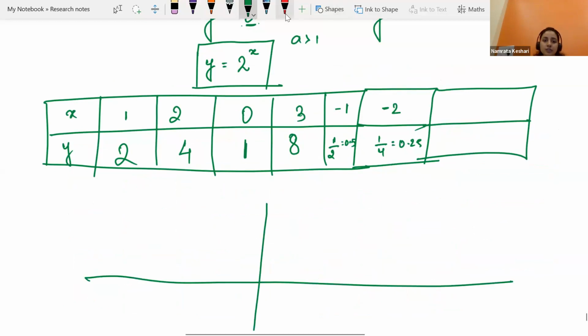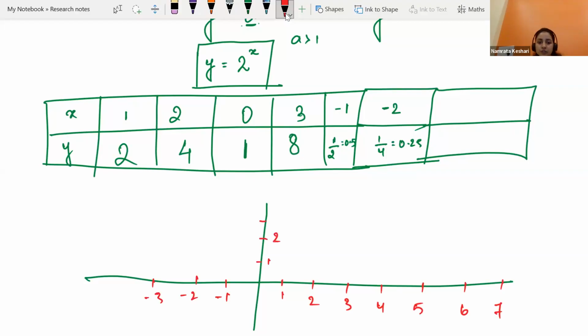So the first coordinate is 1, comma 2. Let me write 1, 2, 3, 4, 5, 6, 7 here, and minus 1, minus 2, minus 3. That's it. Here 1, 2, 3. Oh yeah, 8 is also there as an output. So here I'm making it.